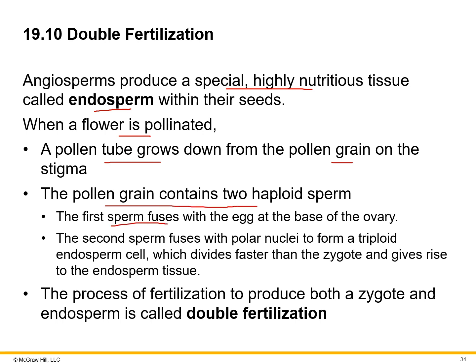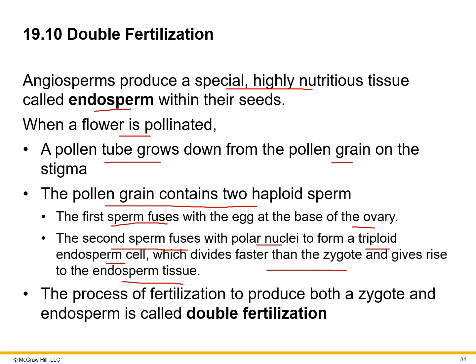So the first sperm fuses with the egg at the base of that ovary. So again, typical fertilization. Now the second sperm that's there fuses with a polar nuclei to form what's called a triploid endosperm cell. And that divides faster than the zygote and actually produces that endosperm tissue. So that provides the food. So remember, whenever eggs divide, they don't divide evenly, and we have a bigger one that actually becomes the egg, and then a smaller one called the polar body.